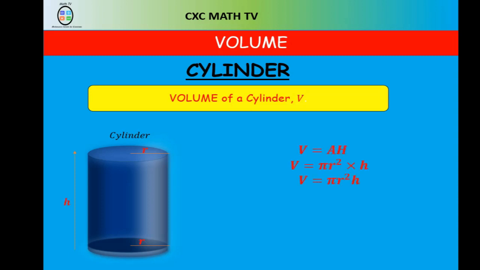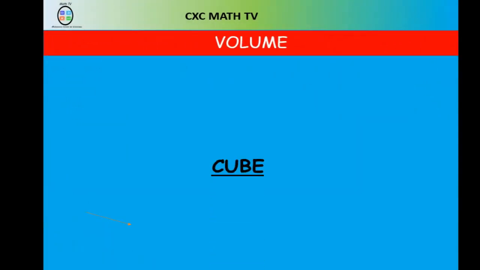That's your h. So the formula would be area of the circle, we know is pi r squared. Area of the circle, this is our cross section. Then we'll multiply it by the height, h. So this is the formula you need to remember for volume of a cylinder. Pi r squared h. Just remember this and you're good to go. Pi r squared h, where r is the radius of the circle and h is the perpendicular height.